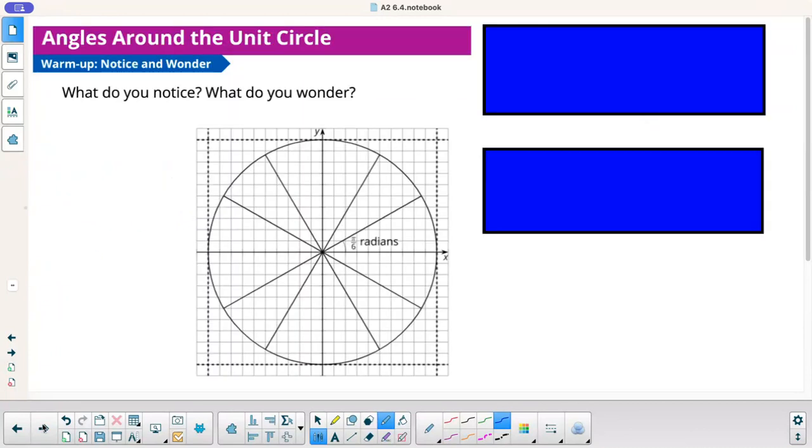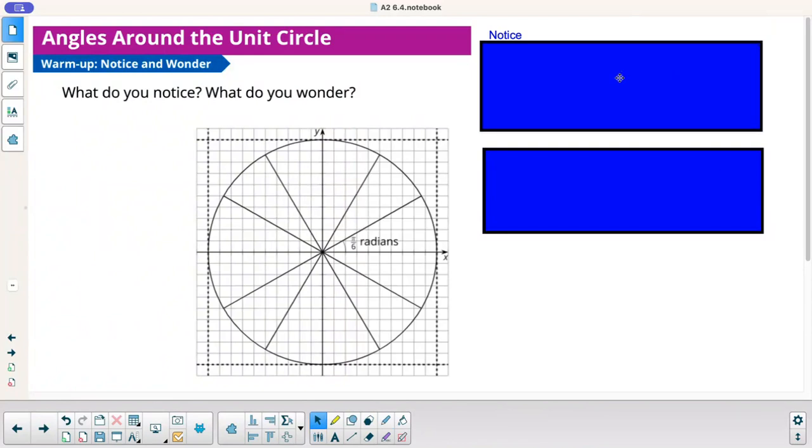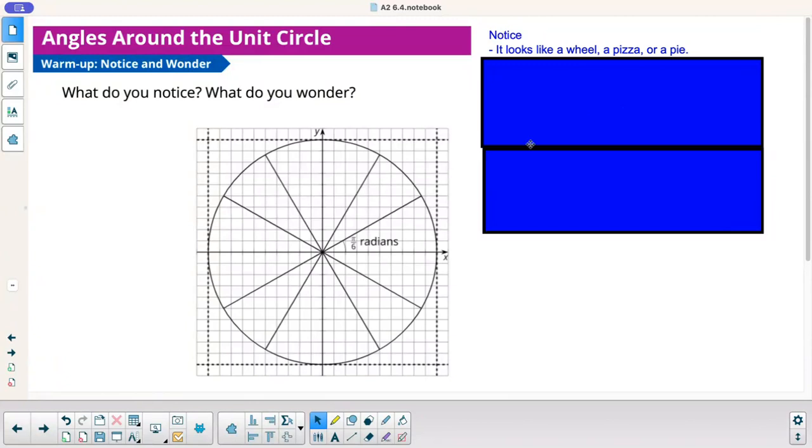All right, so what do you notice? What do you wonder? Take a minute, pause the video, and look at this image and come up with some things that you notice and that you wonder. Okay, so we're going to start with the notice. I already wrote them down. It looks like a wheel. Might be a wheel, or you might call it a pizza, or a pie.